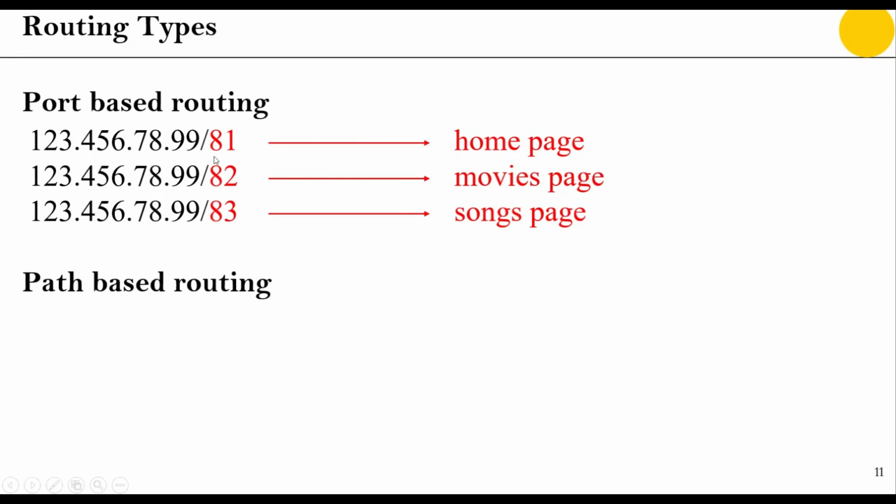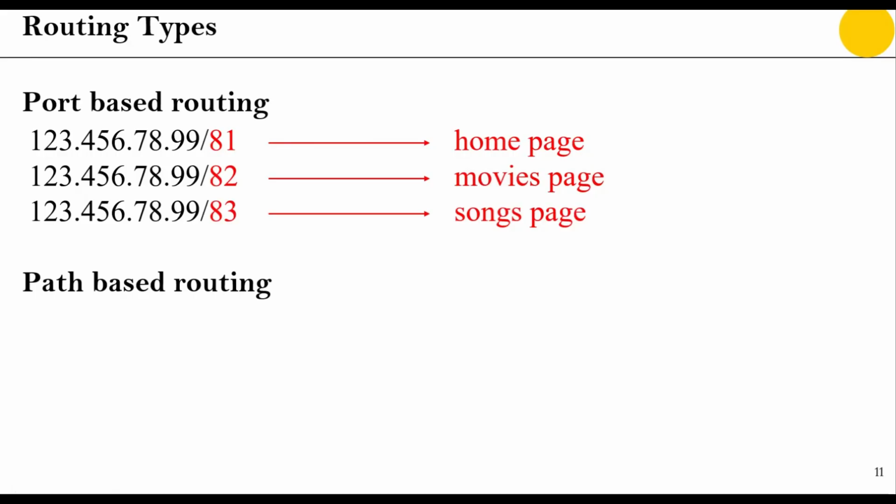Only when you give this port number at the end of your public IP address of the instance will you be able to access that particular page. Similarly, when you change the port number, you will be able to access different pages that are available for the application. This is called port-based routing.